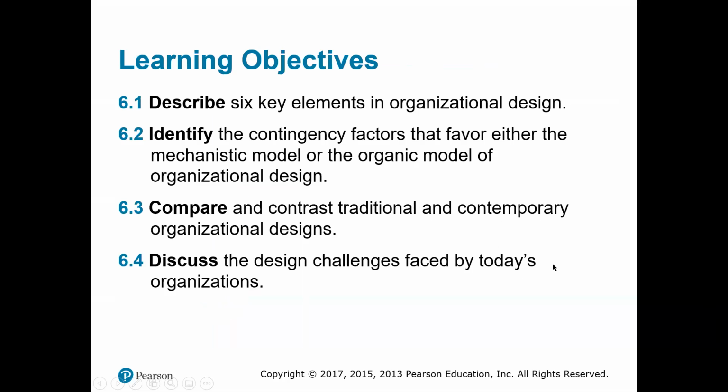Thank you. So today's chapter, the learning objectives: describe the six elements of what makes an organization structure or design. We'll also identify the contingency factors that favor both the mechanistic model or an organic model of an organizational design. Sometimes we also refer to them as organization structure. So if I'm using the word organization structure, it simply means organizational design.